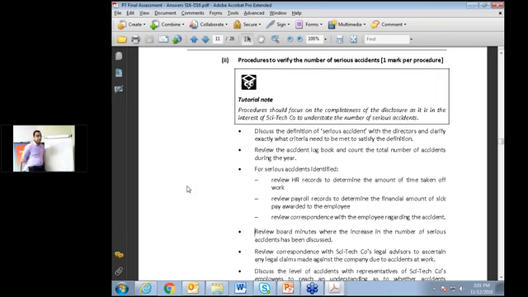For serious accidents identified, review the HR record to determine the amount of time taken off, review the payroll record to determine the financial amount of sick pay awarded to the employee, and review correspondence with the employee regarding the accident. Again, this is something that is important.